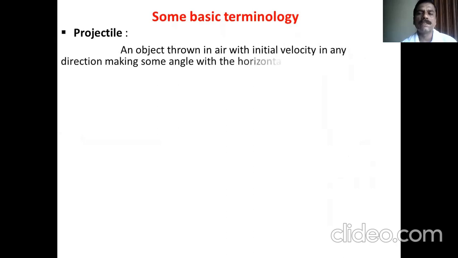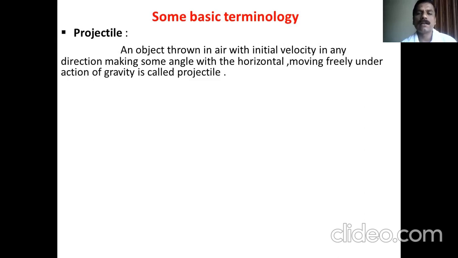Now, we want to discuss some basic terminologies. What is meant by the projectile? An object thrown in air with initial velocity in any direction, making some angle with the horizontal and moving freely under the action of gravity. It means the object is moving in the air under the influence of the gravitational force. For example, a bullet fired from a gun and a football kicked in the air.